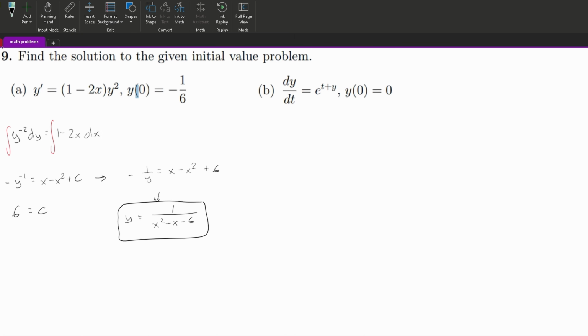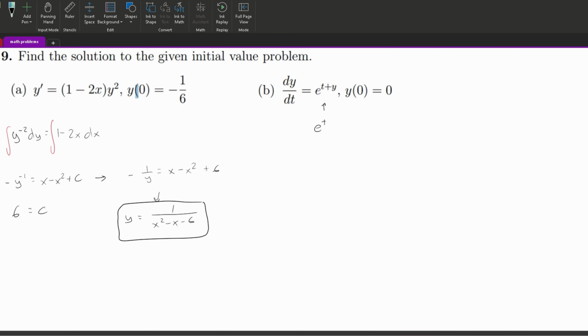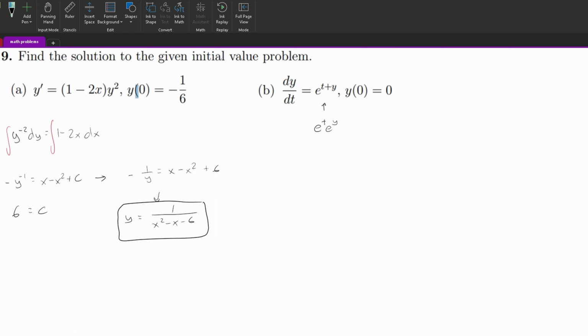Now let's look at this next one where we want to solve for our dt. This one's going to be a little bit different because we have this e raised to t plus y. The way we can break this apart is that this is equivalent to e to the t times e to the y. So now you can see how it might be a little bit simpler multiplying everything around. We're going to have a 1 over e to the y times our dy, and we're going to set this equal to e to the t times our dt. Now we're going to integrate both sides.